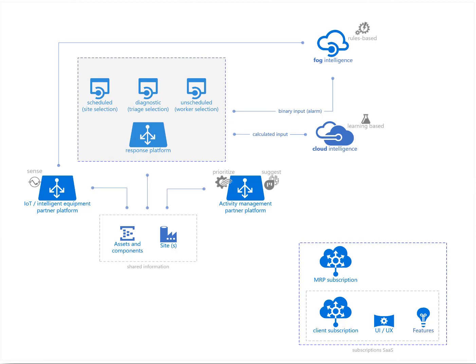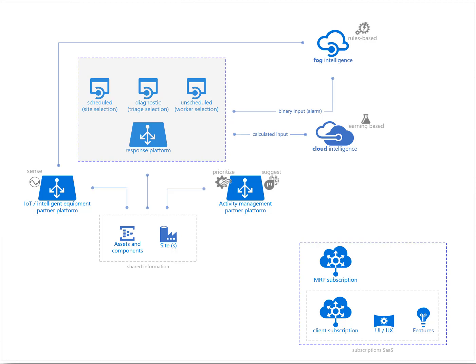It's really in the third level of the response platform deployment where now we add additional sensors so we can really fully diagnose and manage unscheduled activity. And this is where worker selection will become critical. Not just the site, but now who are we sending to the site? All of our partners will share a common data set of assets and components and sites and customers, as you might expect.